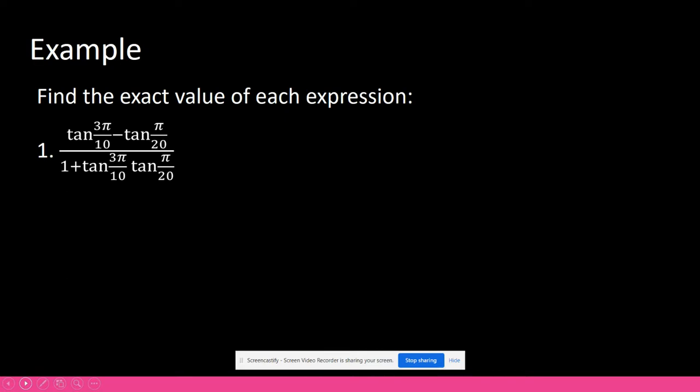So when they're asking for us to find the exact value, notice that the problem they're giving us is in terms of tangent. So we should be thinking about the sum or difference formulas for tangent. Notice that in the numerator, I see that two tangents are being subtracted. So that means that we want to follow the formula for the difference of tangents. So notice that in this problem, our alpha is going to be this 3 pi over 10, and our beta is going to be pi over 20.